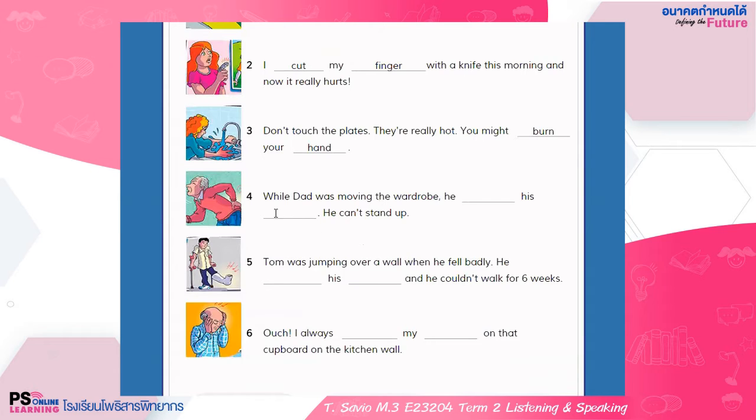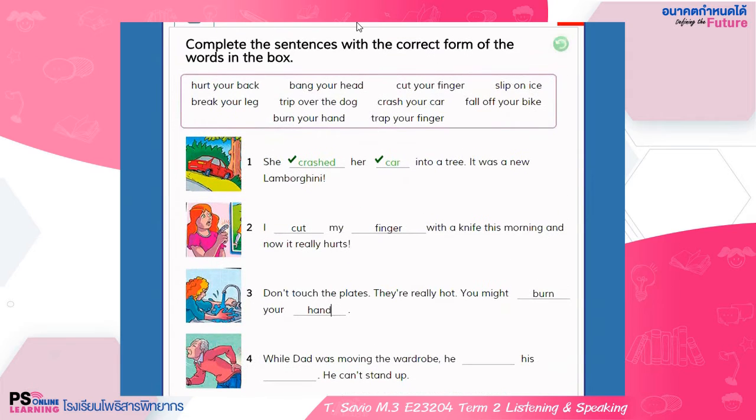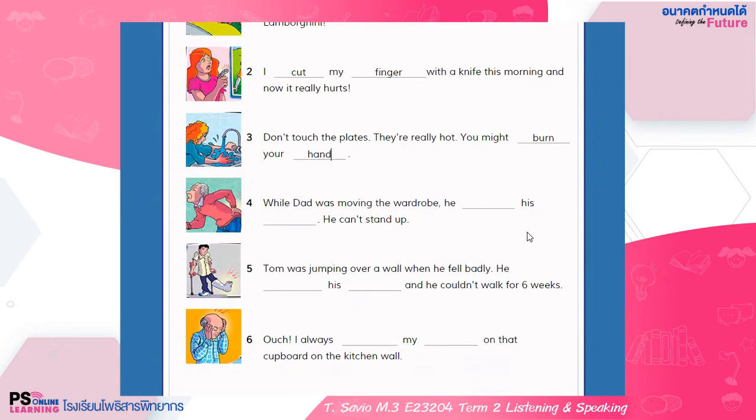Number 4. While Dad was moving the wardrobe, he blank, he can't stand up. So we'd have to use hurt your back. But in this case, he hurt his back. While Dad was moving the wardrobe, he hurt his back. He can't stand up.